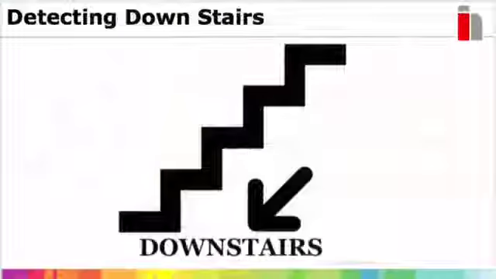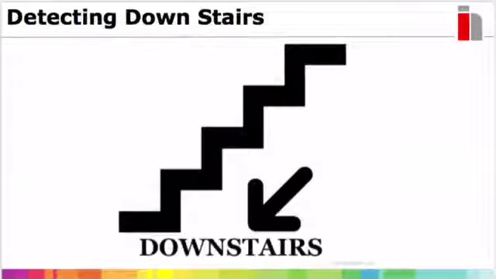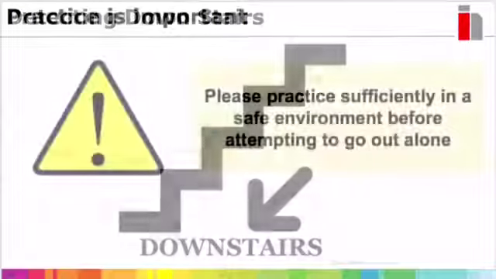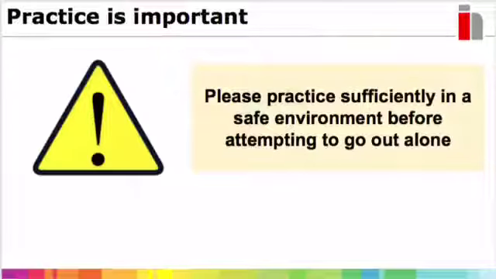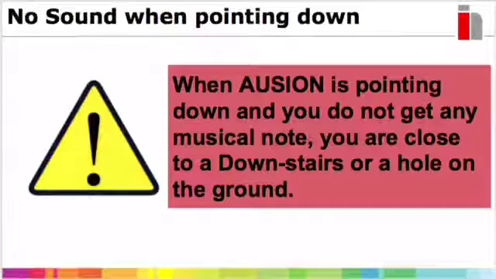Now, let us learn the very important part of how to detect a downstairs or sudden depressions in the ground level. It is important to learn about the device and its feedback before you go outside alone. Also, we strongly encourage you to practice this in a safe environment until you are immediately able to recognize this pattern. When you perform the vertical scanning technique, that is, as you are pointing AUSION down near your legs and you do not hear any musical note as feedback, this means a potentially dangerous situation. You are very close to a downstairs or there is a sudden hole or depression in the ground.